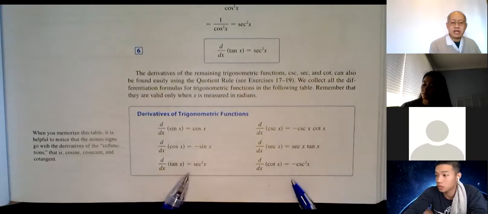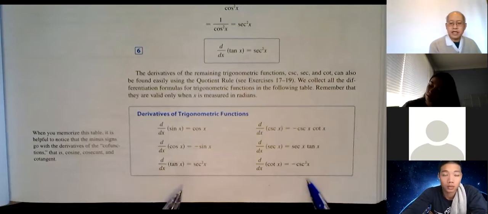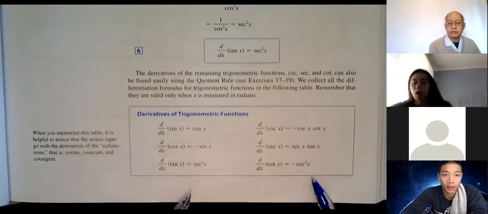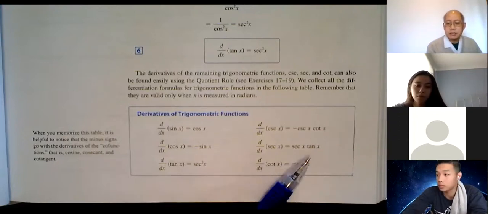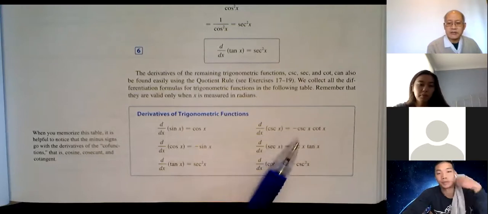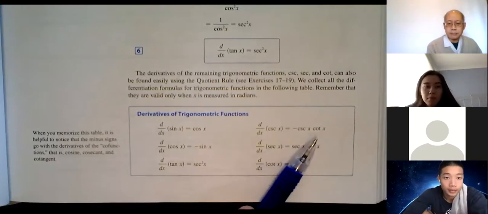Derivative of tangent is secant squared, derivative of cotangent is negative cosecant squared. Derivative of secant is secant times tangent. Derivative of cosecant is negative cosecant cotangent x.